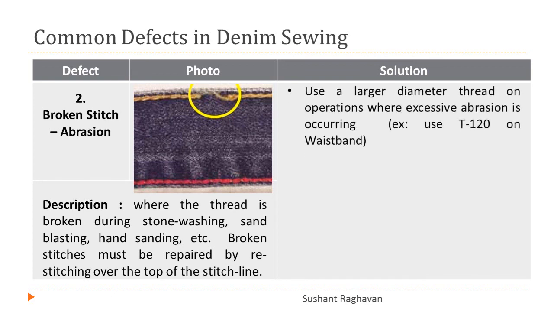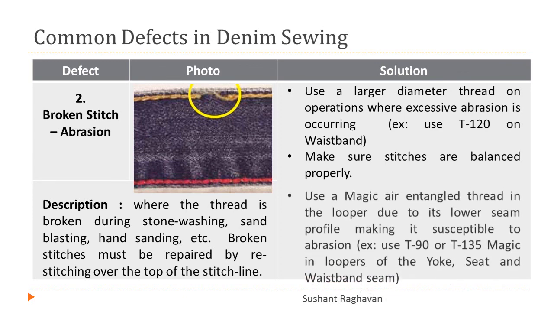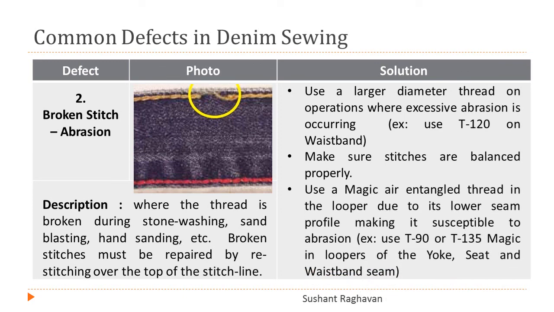Use a larger diameter thread on operations where excessive abrasion is occurring. Example: use Tex 120 on the waistband. Make sure stitches are balanced properly. Use a Magic hair entangled thread in the looper, due to its lower seam profile, making it less susceptible to abrasion. Example: use Tex 92, Tex 135 Magic in the loopers of the yoke, seat and waistband seam.